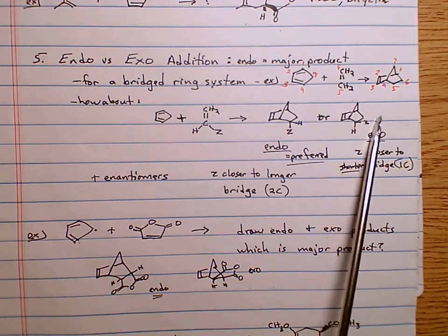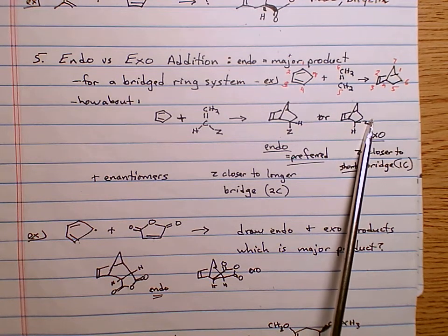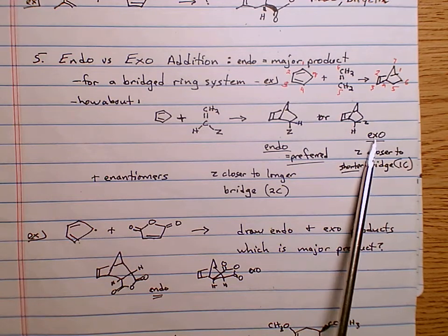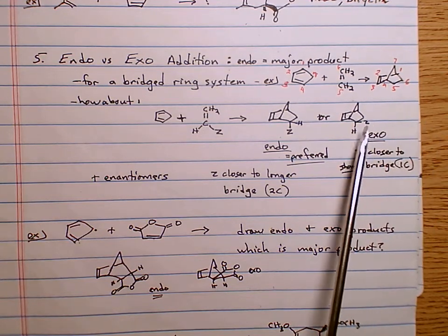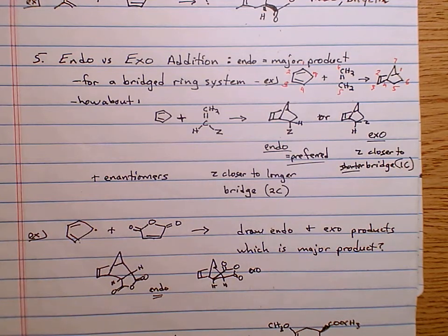When the Z is here, kind of on the same side as the bridge, as this bridging carbon, we call it the exo product, and due to steric hindrance, these two can be a little close to each other, so the endo product is always the preferred product.